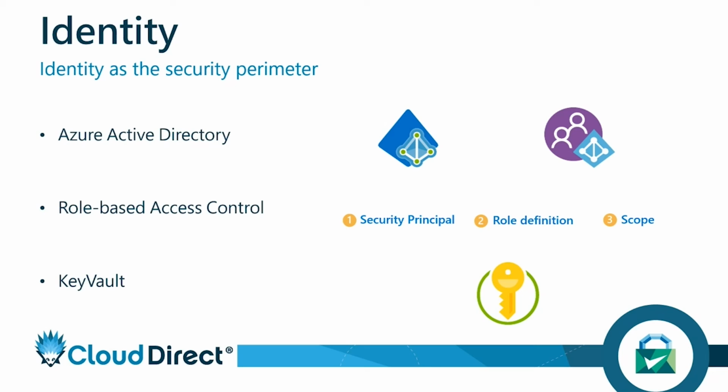And the last part of RBAC really is the scope. So the scope is the boundary, or what do I have access to? Whether that's going to be a management group, a subscription, a resource group, or even an individual resource, setting those permissions in a way that you only really have access to what you need to do the job that you have.